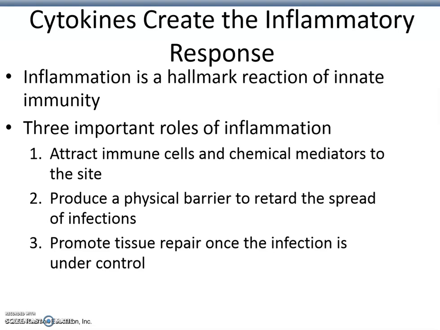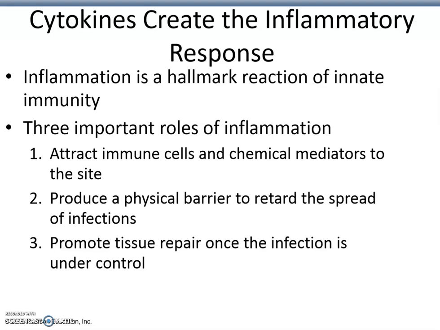And let's talk about inflammation. Inflammation is a hallmark reaction of innate immunity. It is so severe that in the old days, the Greeks thought it was a disease. Inflammation was described in one of the earliest medical papers that are available, and the Greeks described inflammation as a disease.